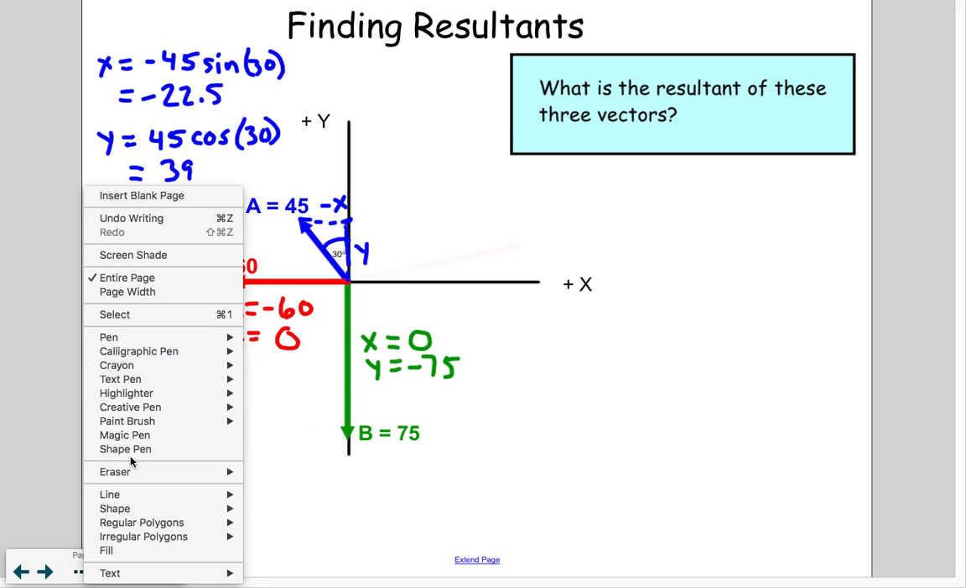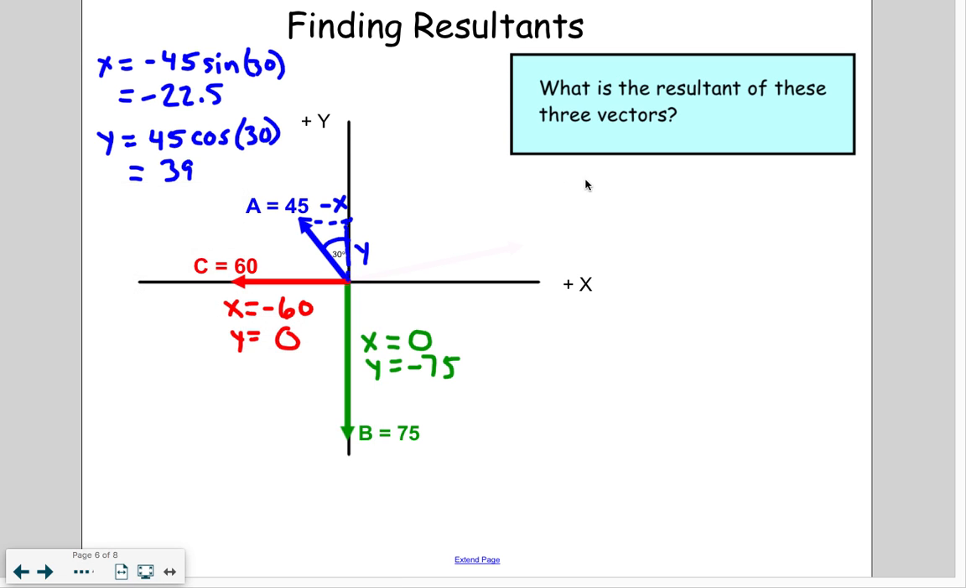So now what we're going to do is combine our total x's and total y's. So I'm going to go ahead and do that over here. My total x is going to be a negative 22.5 from the blue plus 0 from the green plus a negative 60, I'll put in parentheses, negative 60 from the red. So that's going to be my total x. And my total y is going to be 39 from the blue plus a negative 75 from the green and plus 0 from the red.